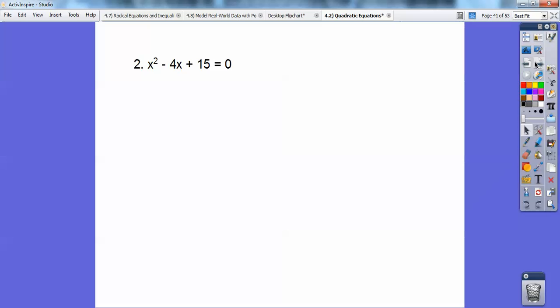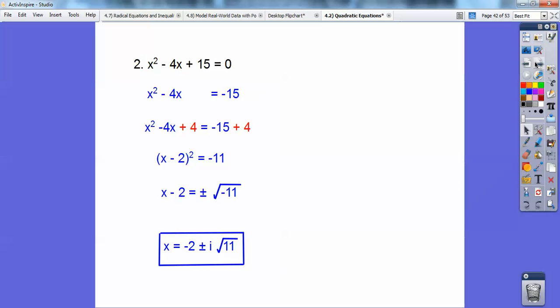Okay, what about this guy? Any factors of 15 that add to negative 4? No, so I would complete the square with this one. Add out the 15. Take half of 4, which is 2. 2 squared is 4. So there I added that red 4 to both sides. This side factors to x, this sign goes here. X minus 2 squared equals 11.